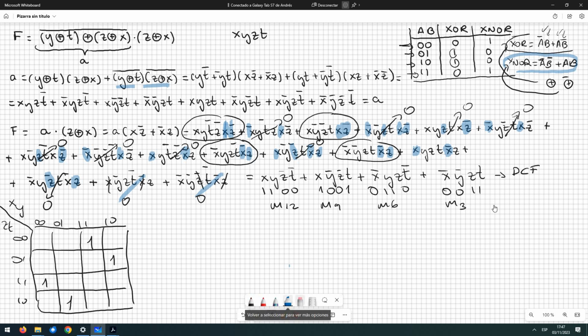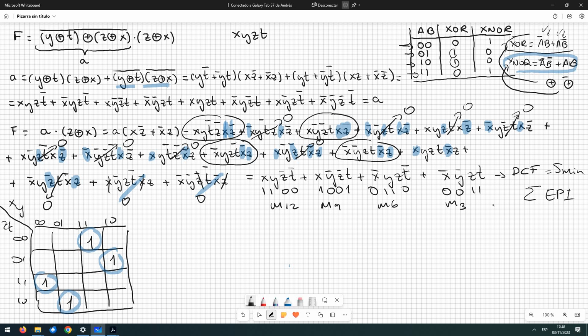If we look at the map, we see that we cannot group these ones in a larger allowed group. So they are prime implicants of the function. In fact, they are essential prime implicants of the function because they are covering distinct cells. So this is going to be the minimal sum because it's the sum of the essential prime implicants and they are covering all the function. So this is the minimum implementation with the minimal sum. We can check with the zeros.